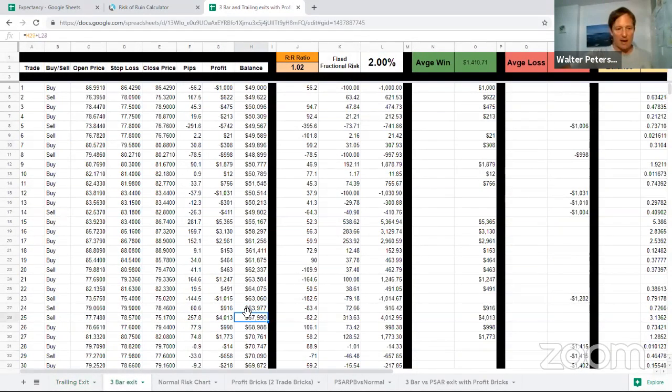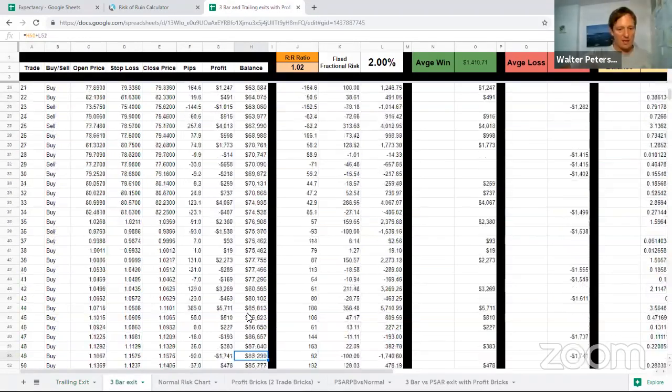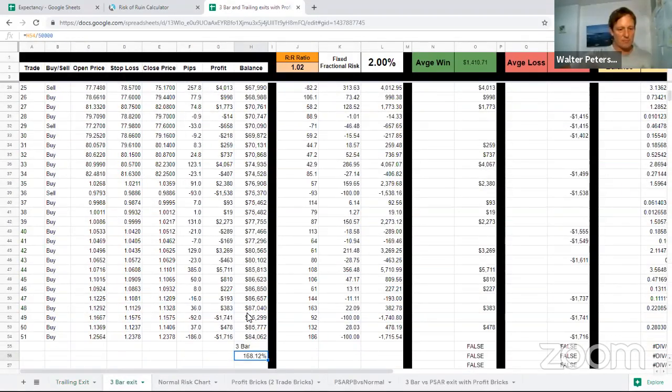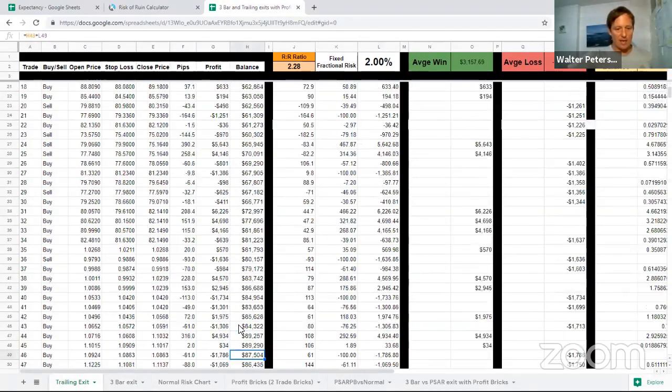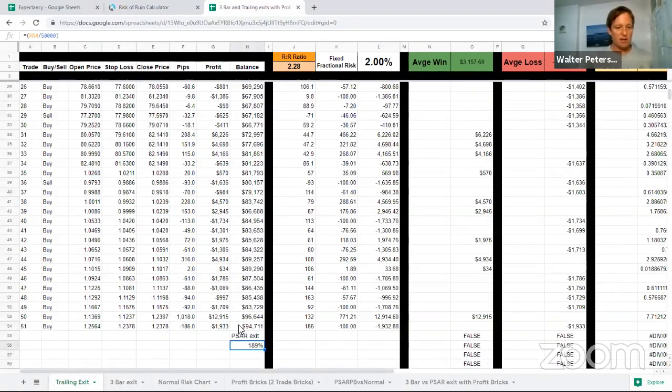You can see that this one at the end of the, oh, sorry, that's the wrong one. Here we are. There we go. This is the trailing exit one at the end of the test here. Same exact trades. The only difference is I just applied the different exit. It's up 89%, so at 94,000. It's quite a difference, isn't it?